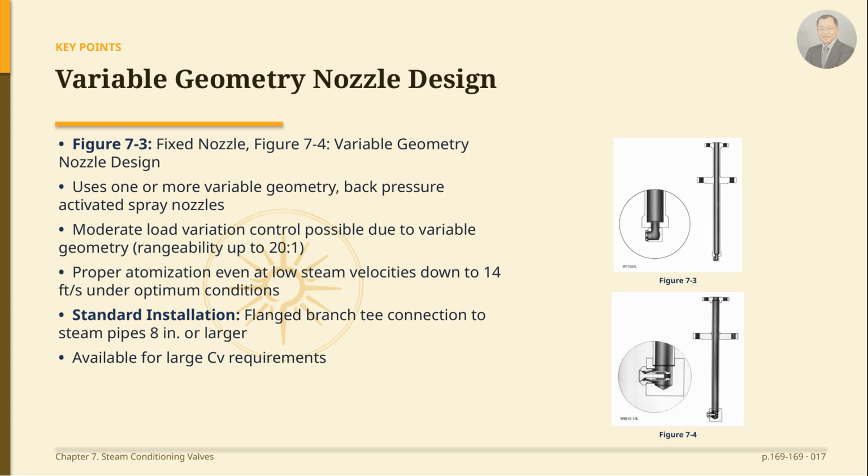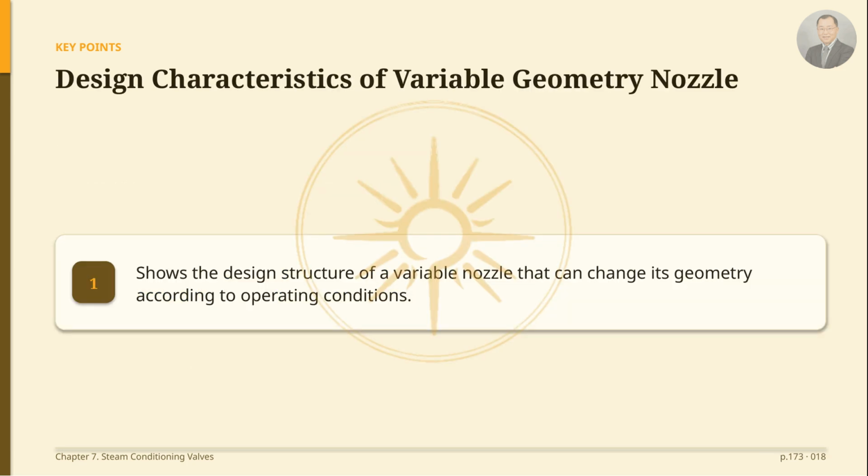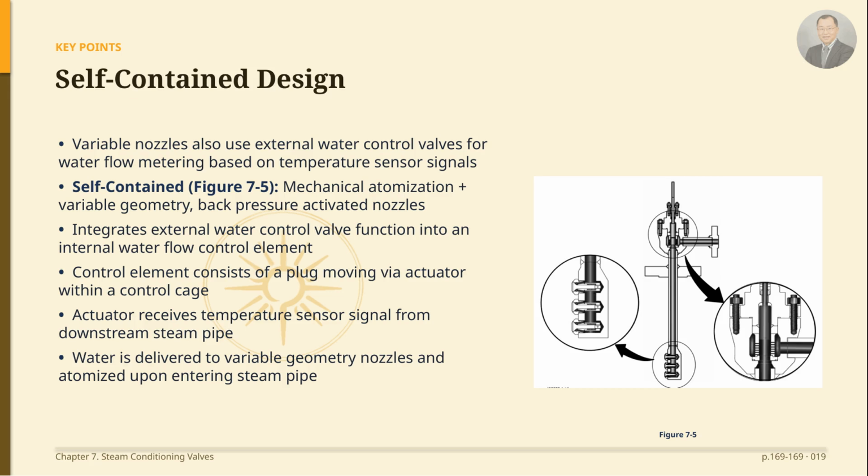Standard installation is through a flanged branch connection T on an 8 inches, or larger steam pipeline, and unlike the fixed type, it is available for large CV requirements. This shows the design structure of a variable nozzle that can change its geometry according to operating conditions. I would like to introduce the self-contained design.